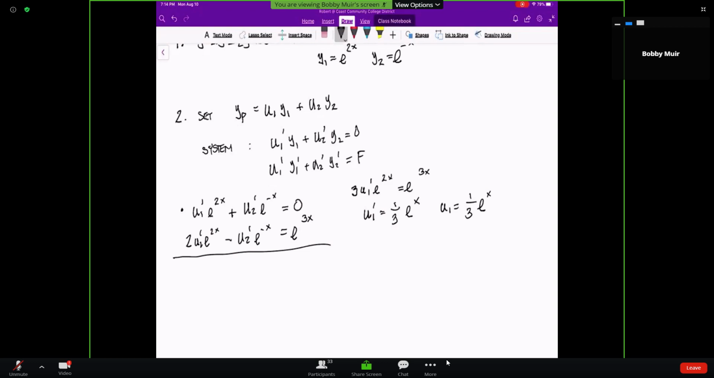Okay, and then if I use the top equation, u1 prime, 1/3 e to the x times e to the 2x plus u2 prime e to the negative x equals 0. I'm going to have that u2 prime is negative 1/3 e, multiply everything by e to the x, e to the 4x. So that means that u2 is going to be negative 1 over 12 e to the 4x.